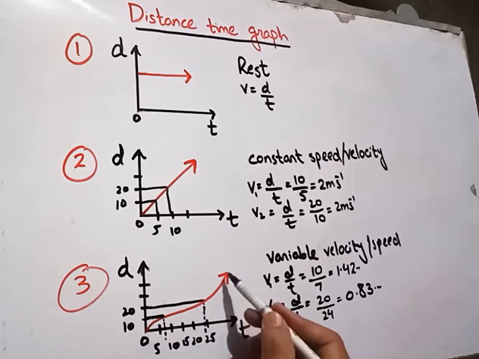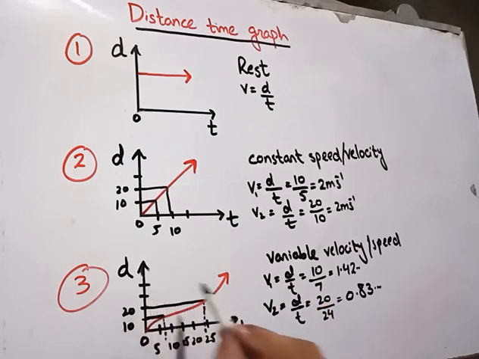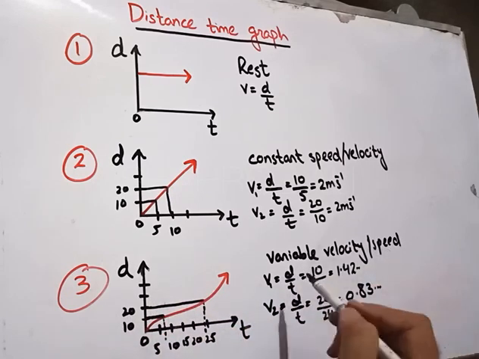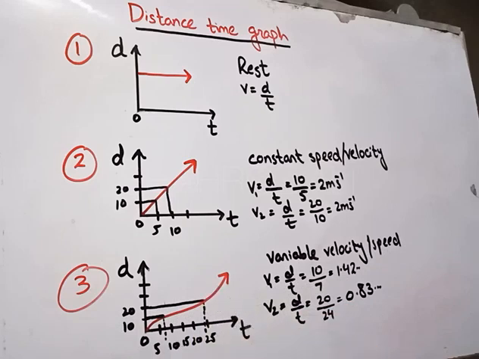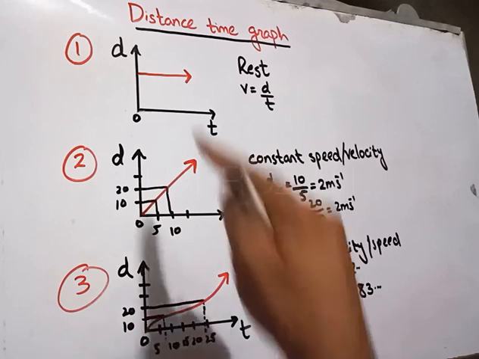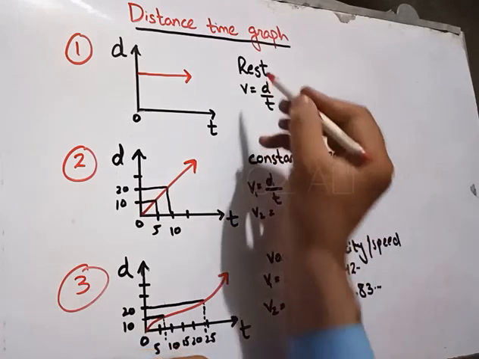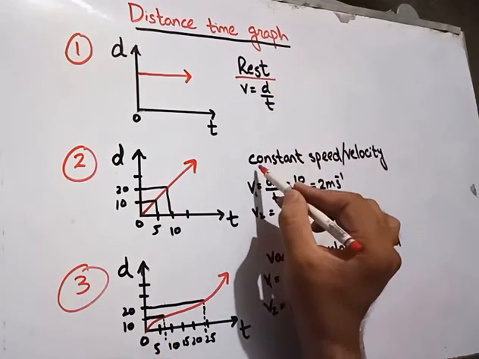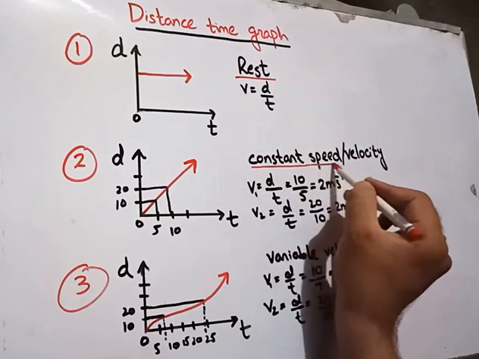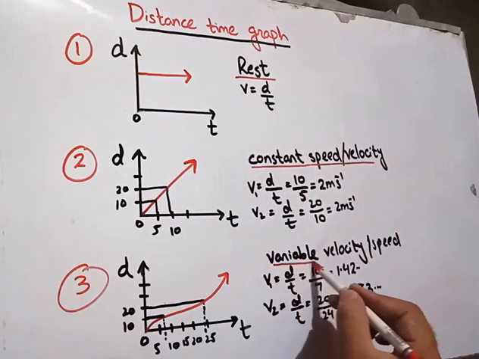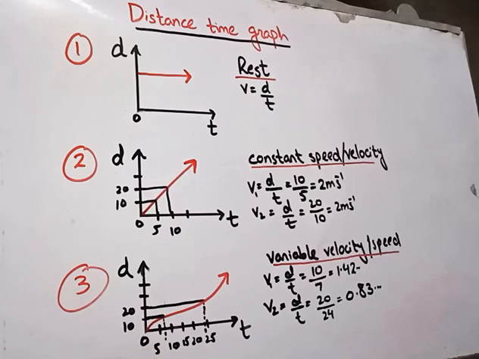So this curved line is showing the body is moving with variable velocity or speed. So this distance-time graph is showing variable speed or variable velocity. This information is collected from these graphs: rest, constant speed and velocity, and variable velocity and speed. The same is the case with velocity-time graphs, which is not difficult.